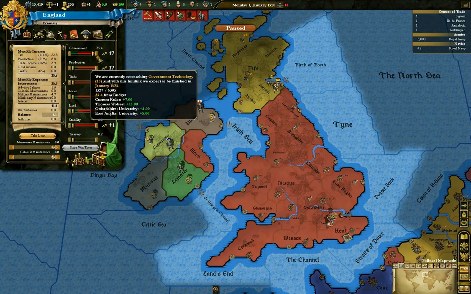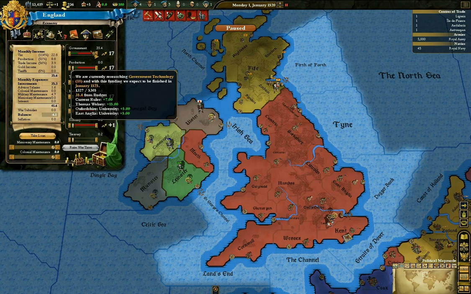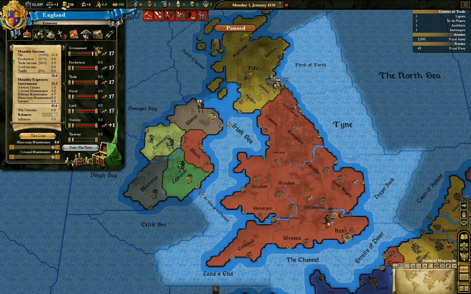The green bar represents how close they are to the next level. And this arrow lets you spend 200 ducats to get 100 investment, which is terrible. You're losing half your money. It's not worth doing.